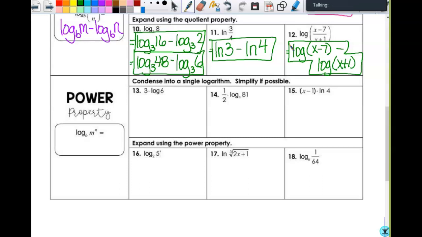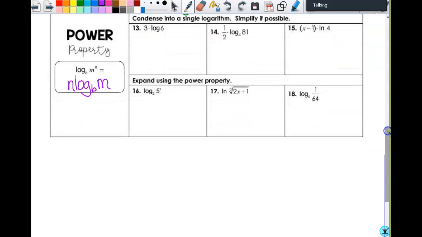Alrighty. So let's look at the power property. Log base b of m to the nth power. So if I have an argument that has an exponent on it, this exponent just comes out front. It's no longer an exponent, and you multiply. So I pull this out front, and it becomes n times log base b of m. And so remember, we can go backwards as well to condense. We can condense or expand.